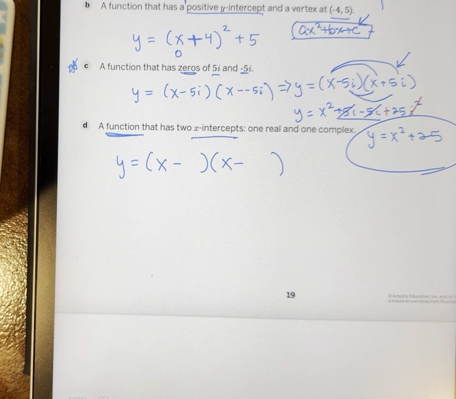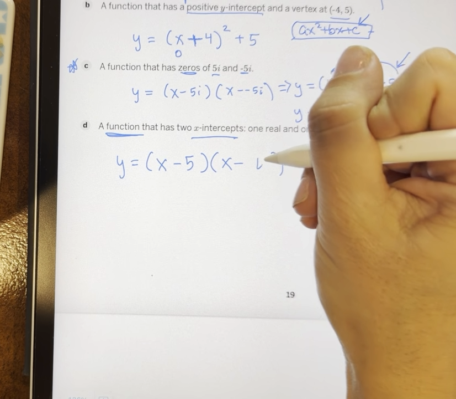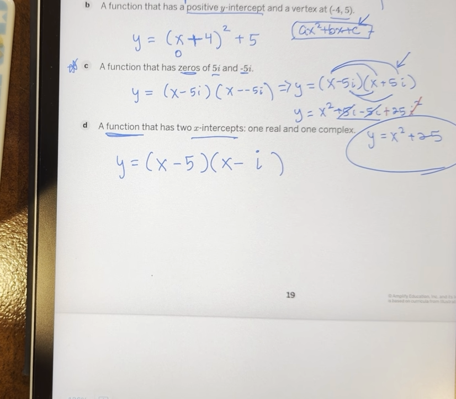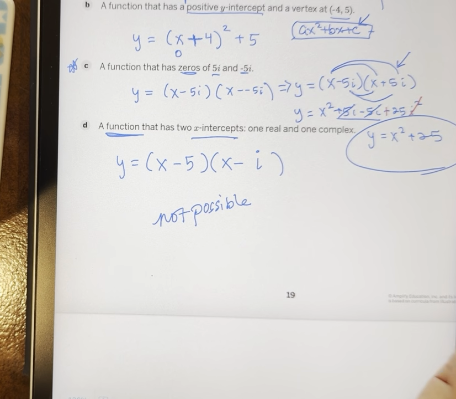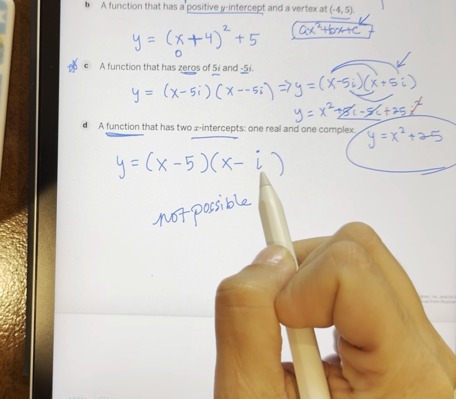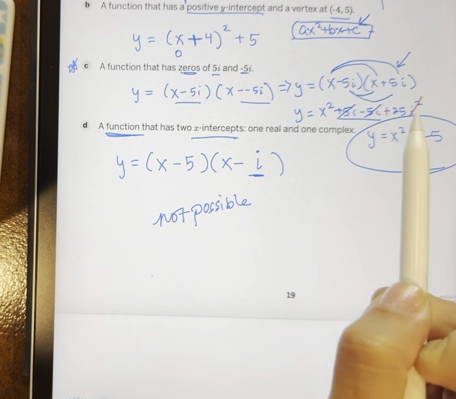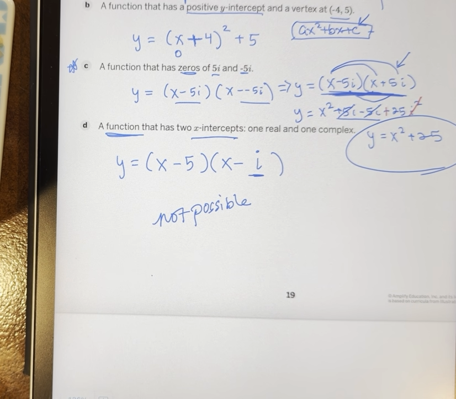They want one of them to be real, so put whatever number you want there. And one of them to be complex, so put whatever complex number you want there. I just went with the easiest one I could think of, which is i. Okay. And now you multiply this out. But when you do, the i's won't go away. So I would say this is not possible. We don't have imaginary functions with i in them. When you multiply this out, there's just no way you can make the i go away unless what you had to start with was conjugates, like it was here. So this is not possible.